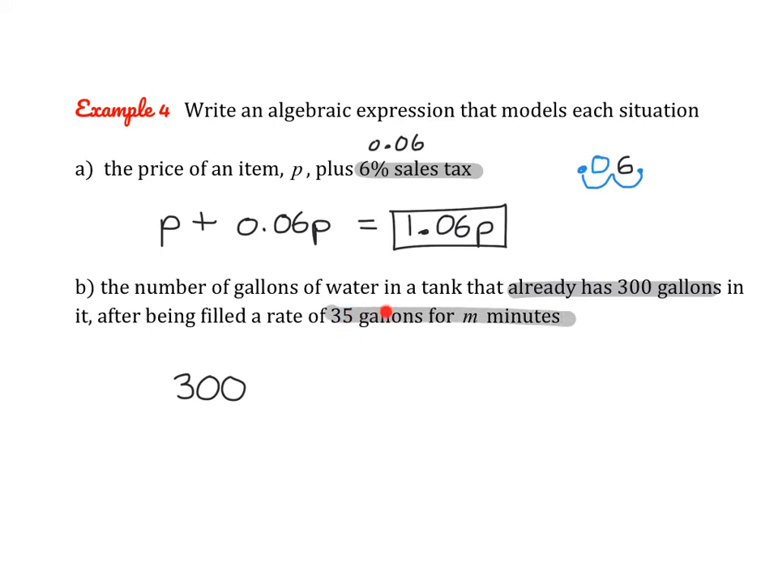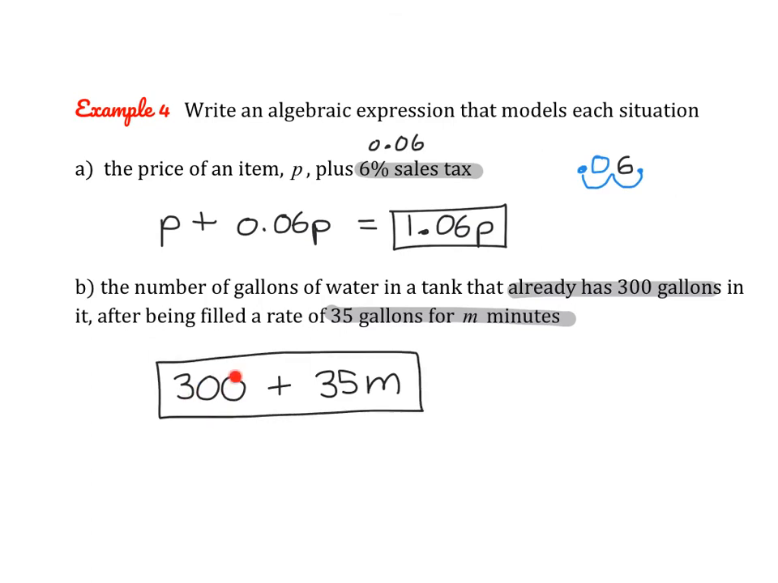So the amount of water that's added will depend on how many minutes have gone by. So we can figure out how much has been added by taking 35 and multiplying it by the number of minutes. So we're going to add 35 times m. And this will be our expression. Again, this was how much we started with, and then we're filling it up. So we're adding 35 gallons times however many minutes we're filling it up, which we don't know, but we have a variable to represent it.